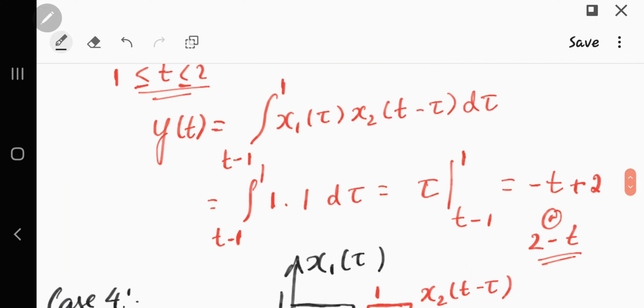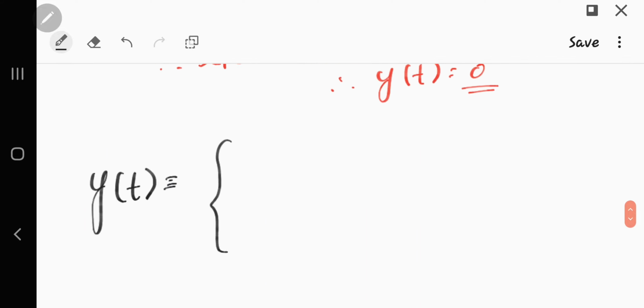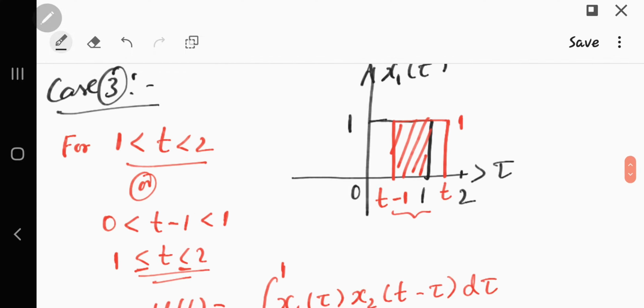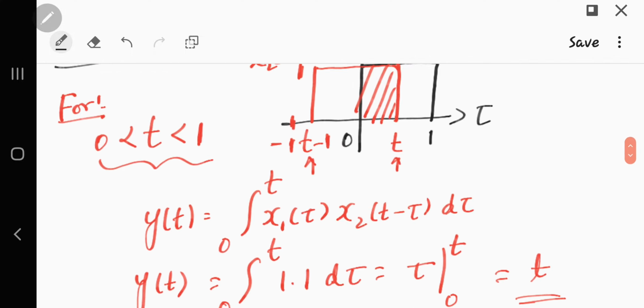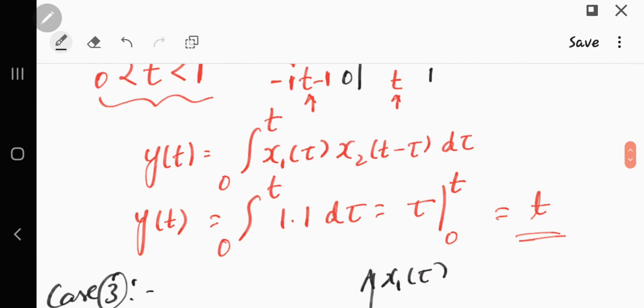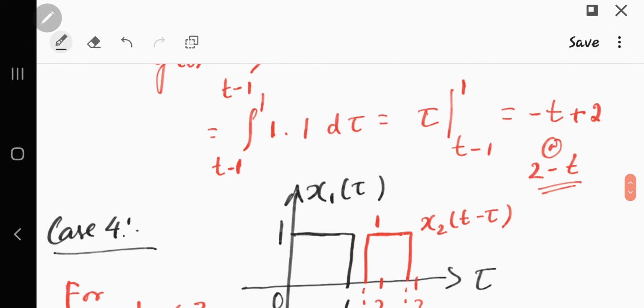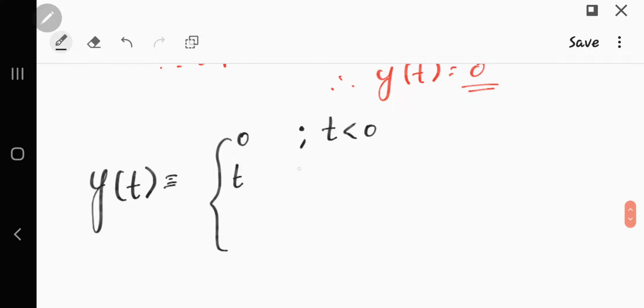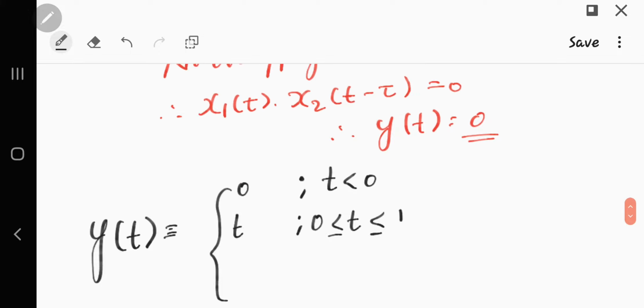So that is the first case. So let's write it here. Y of t is 0 for t less than 0. So in the next case, second case, between 0 and 1, what is the value of this y of t? Y of t is equal to t. So let's write that y of t is equal to t for value of t greater than or equal to 0, less than or equal to 1.